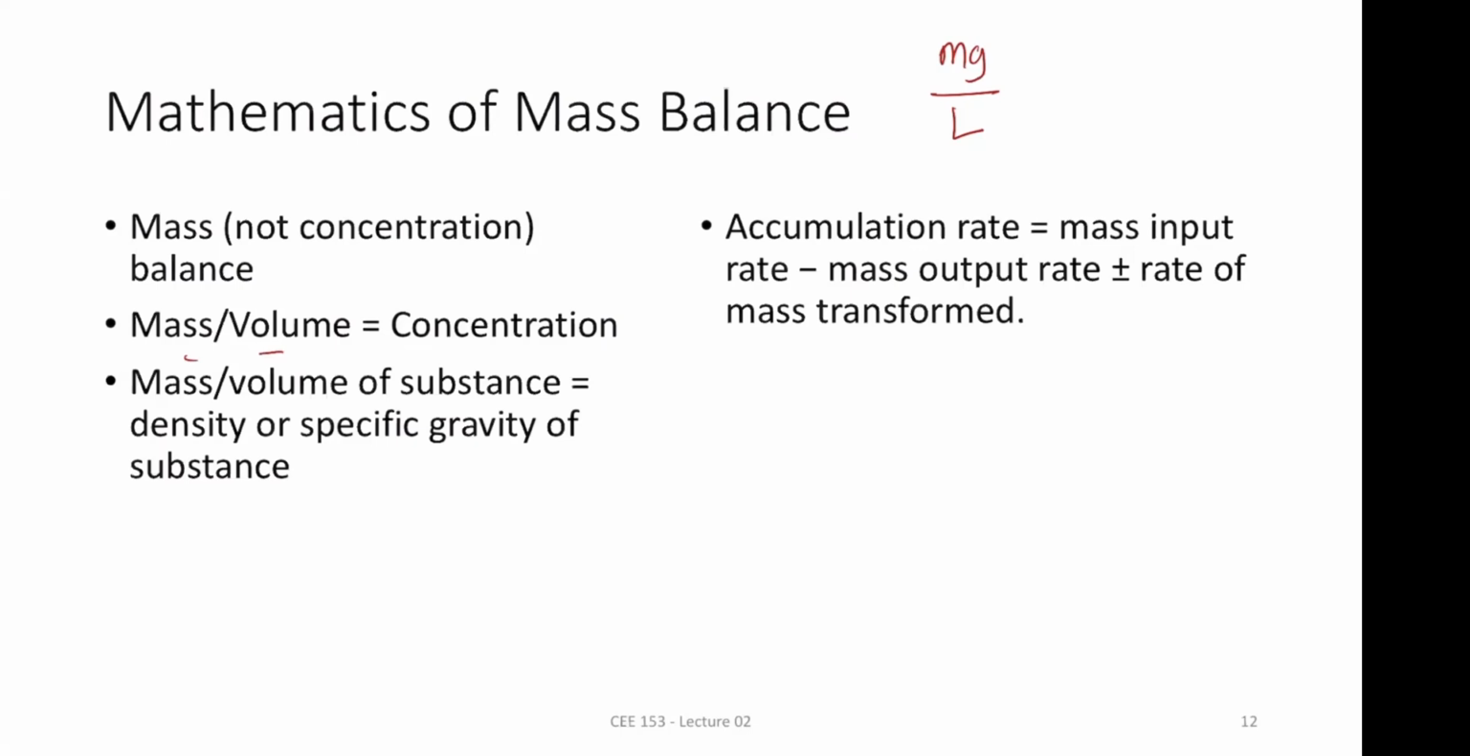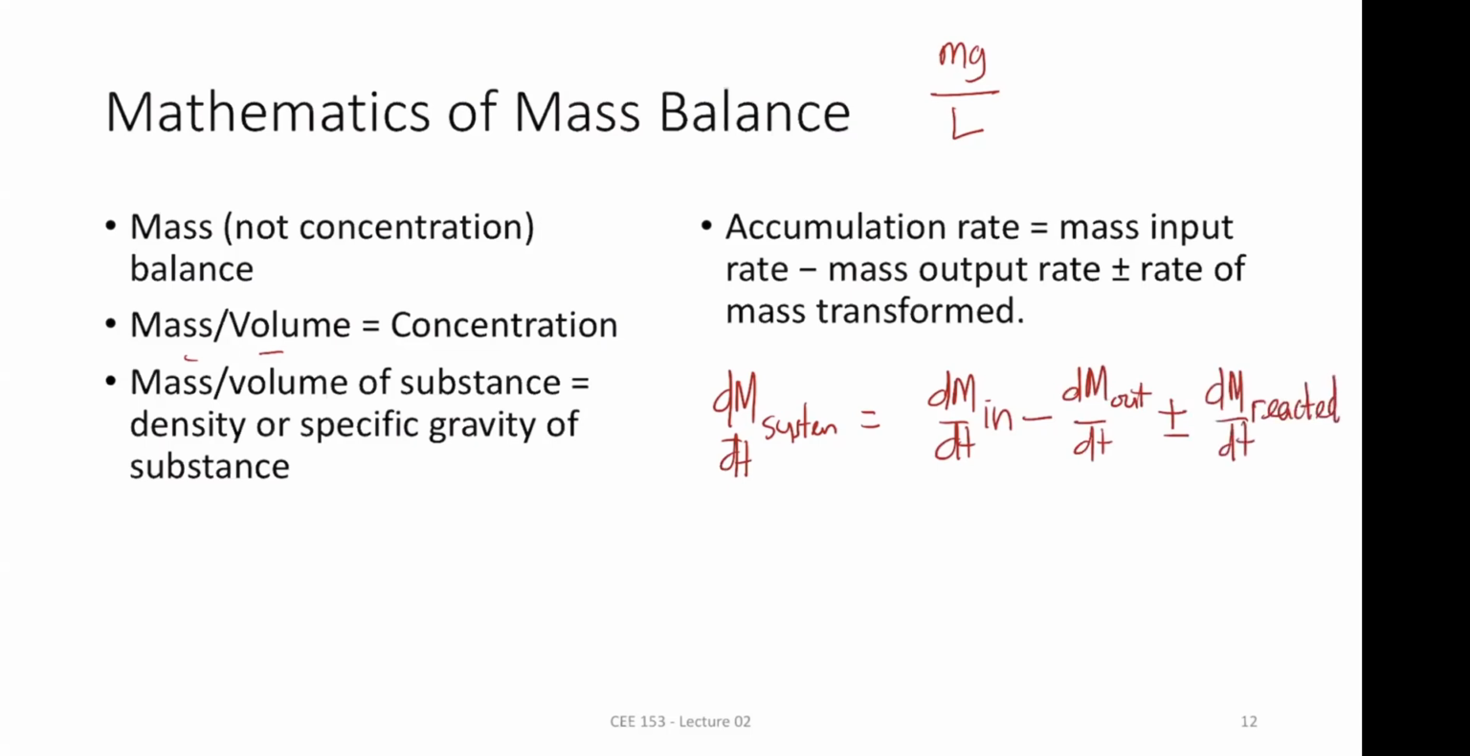Again, mass balance is this: the accumulation rate, which is dm over dt in a system, is the mass input rate, the amount of mass you're adding into the system, so dm in by dt, minus the amount of mass leaving the system per time, dm out by dt, plus or minus mass transfer within the system, or the reaction. So what we call dm by dt reacted. And now the question is why plus or minus?